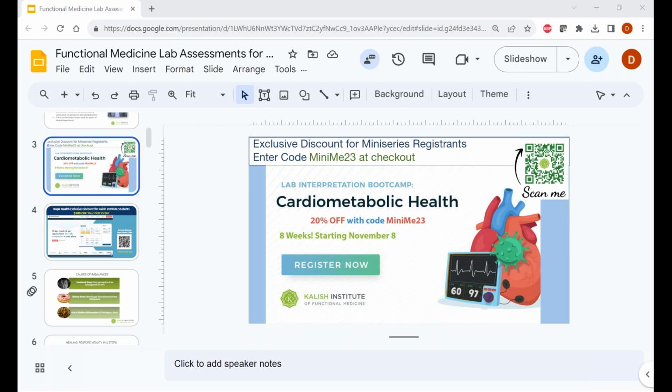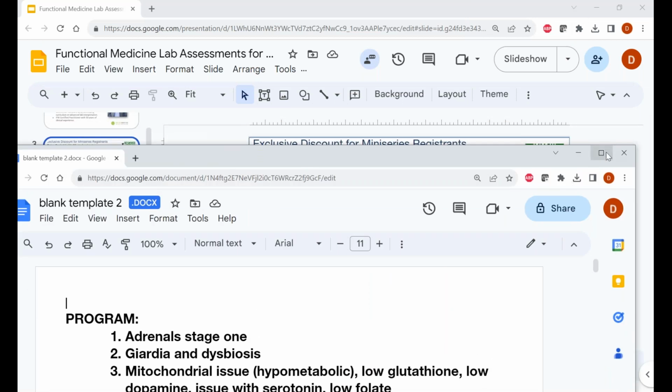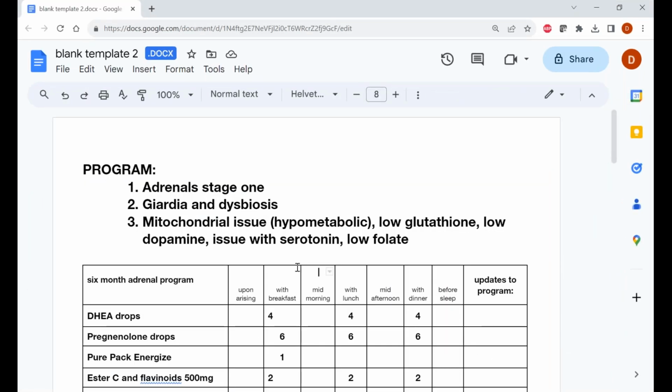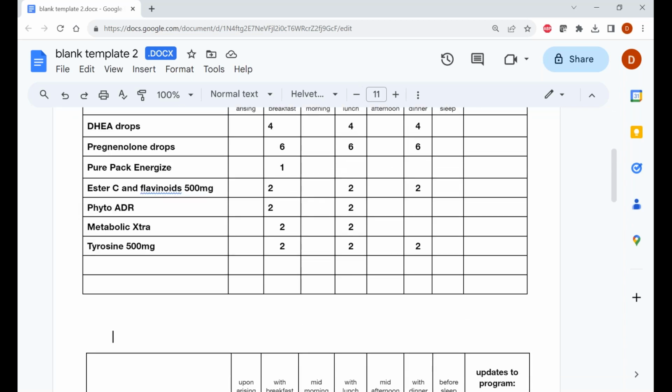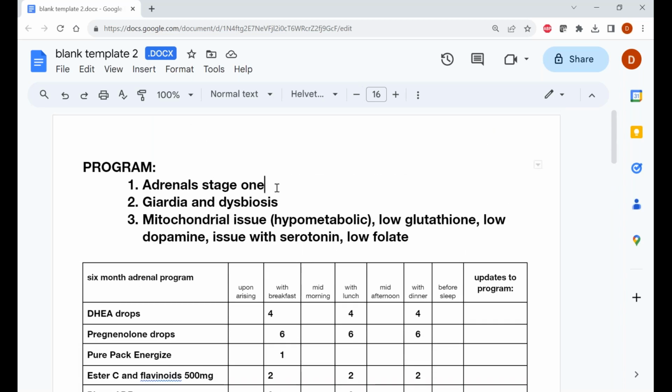And let me see here. Show you kind of like a standard protocol. And obviously you can also run other protocols, and you usually are going to be running other protocols at the same time. So let's say you've got an adrenal case with giardia and mitochondrial problems, low glutathione, dopamine issues. This is just a typical case I pulled up that we were working on earlier. So right off the bat, here are the things that are directly related to what we're talking about. Low glutathione is going to create a problem with the metabolites. Low dopamine could be related to that enzyme not working really well. And low folate is going to create this whole thing that we're talking about.